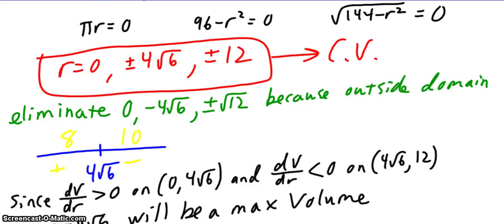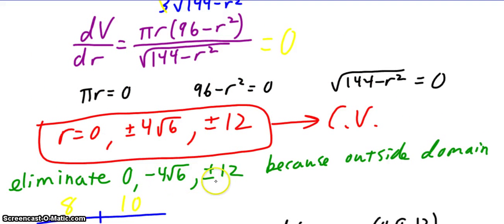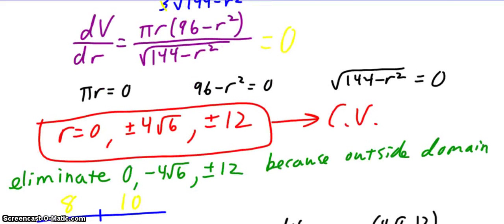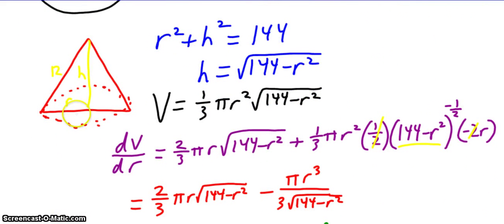Now I can eliminate almost all of those. I can eliminate 0, negative 4 root 6, plus or minus 12. I'm sorry, this should not be a root, this is just 12. So I can eliminate plus or minus 12 because those are outside of the domain. And I get that by, well, 1, I should understand that I can eliminate negatives. If I have negatives, then this is not going to actually be a cone. If I have 0, this is not going to be a cone. And if r is 12, this is not going to be a cone that can be cut from that circle.